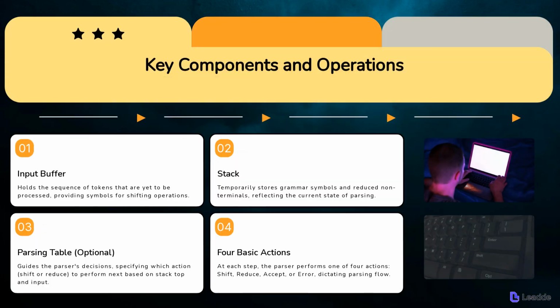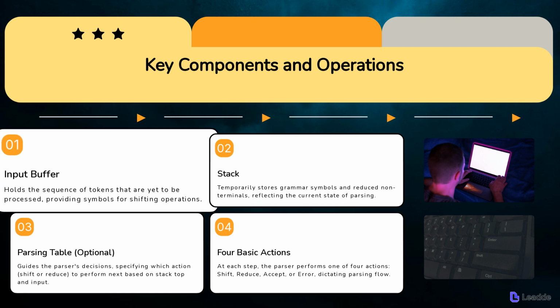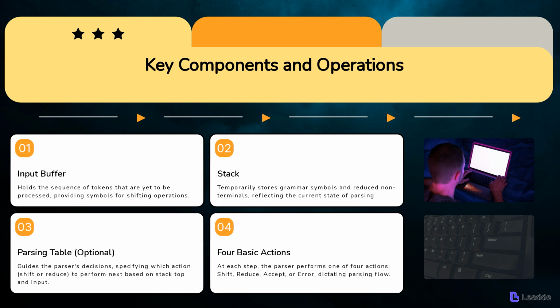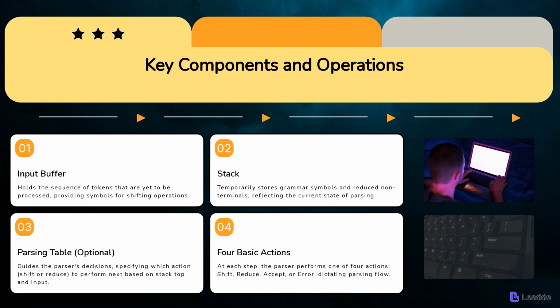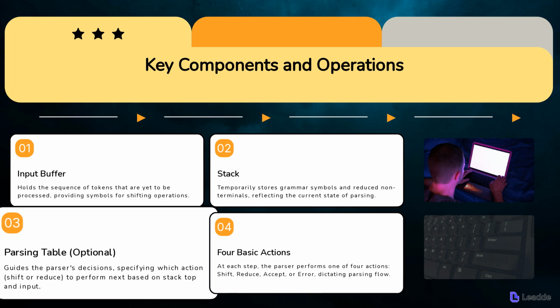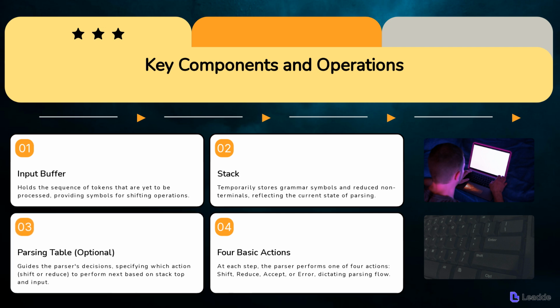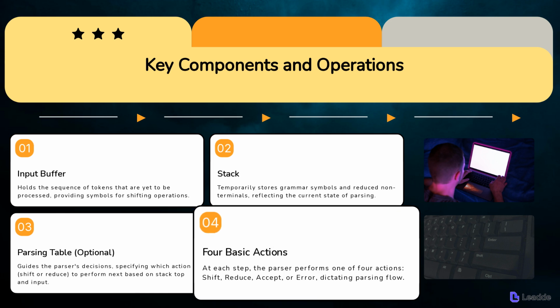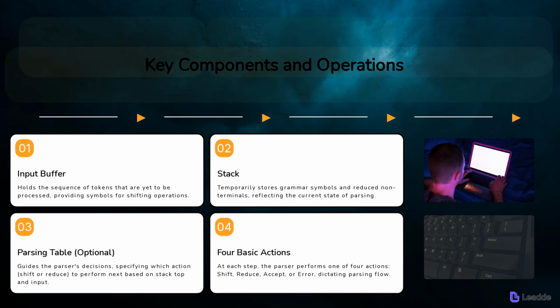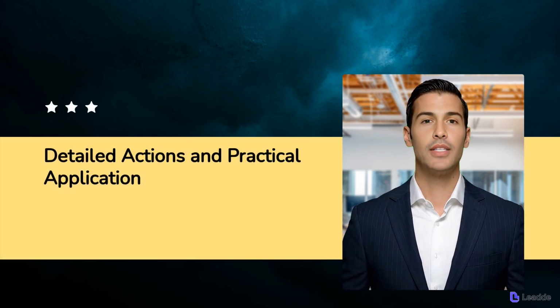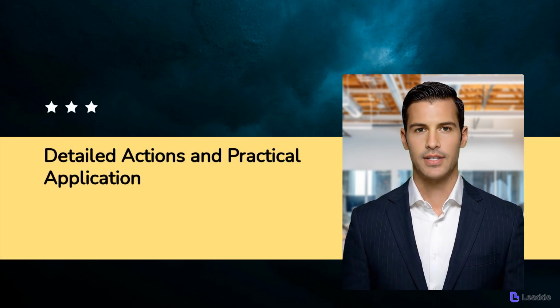Several key components are involved in these operations. The input buffer holds the sequence of tokens that have not yet been processed. The stack temporarily stores grammar symbols and reduced non-terminals, reflecting the current parsing state. An optional parsing table can be used to guide the parser's decisions, specifying which action, either shift or reduce, should be performed next. At each step, the parser executes one of four basic actions to dictate the flow: shift, reduce, accept, or error. We will now examine these actions in greater detail and review a practical application of the process.